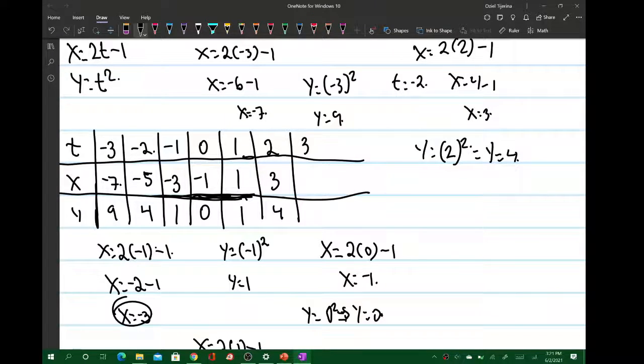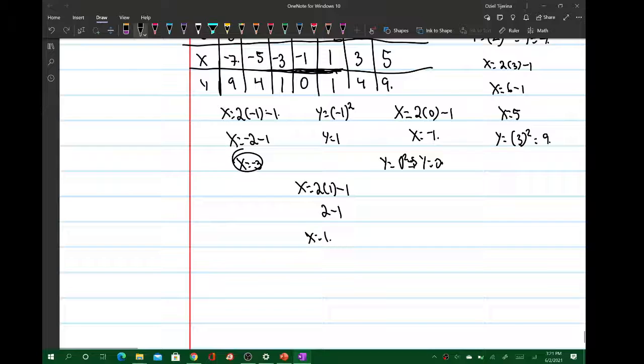And then finally, when t equals 3, x equals 2 times 3 minus 1, which is x equals 6 minus 1, which is x equals 5, right? And then y, when t equals 3, y equals the quantity 3 squared, which is 9.